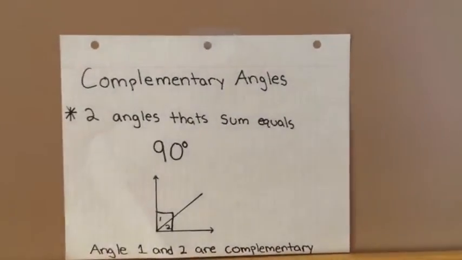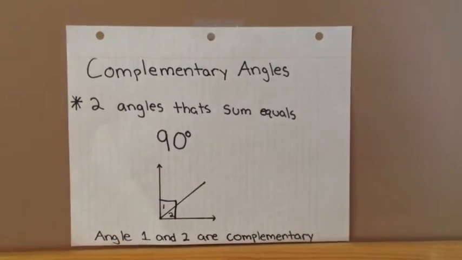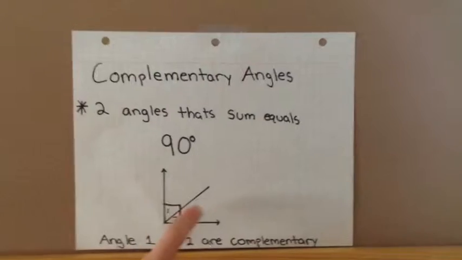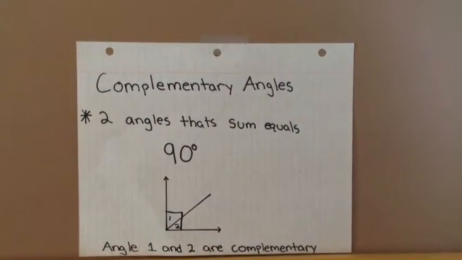Now we are on the complementary angles. Two angles that sum equals 90 degrees. In this diagram, you see we have a right angle. So the sum of angle 1 and angle 2 is 90 degrees.